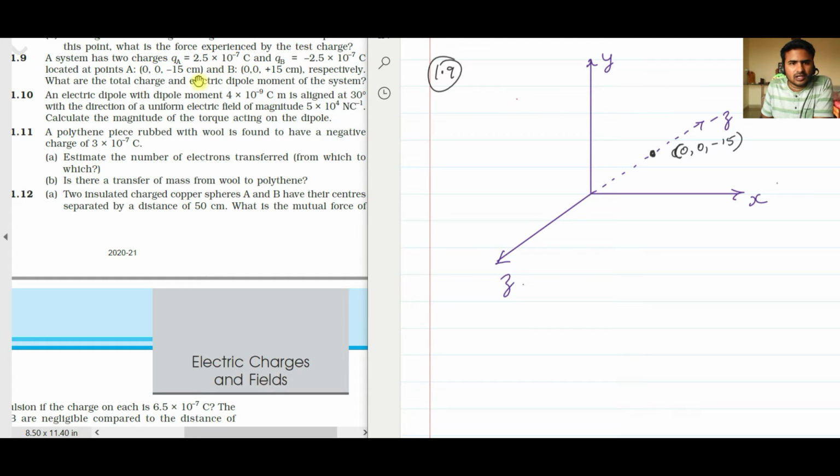You are having a charge QA, and how much is that? It is 2.5 into 10 to the power of minus 7 Coulomb. All right, and now the charge B is at the coordinate 0, 0, 15 centimeter, that is along the positive Z axis. So here it's going to be 0, 0, 15 centimeter. And the charge QB is also 2.5 into 10 to the power of minus 7 coulombs.